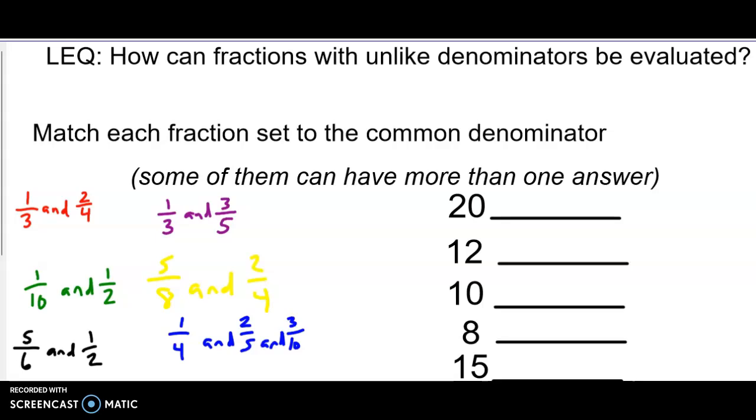If I'm just looking at the bottom numbers, the denominators, I need to find the first multiple that they share in common. So 3 and 4. 3 is a multiple of 3 but not 4. 4 is a multiple of 4 but not 3. So the first common multiple is going to be 12.